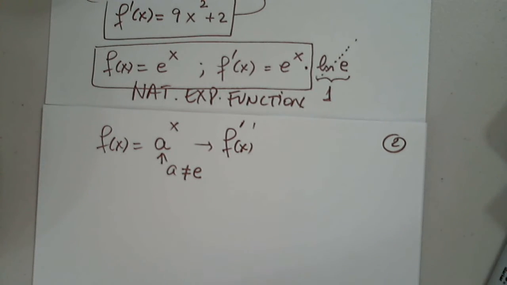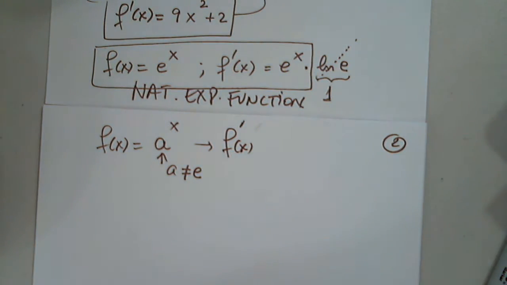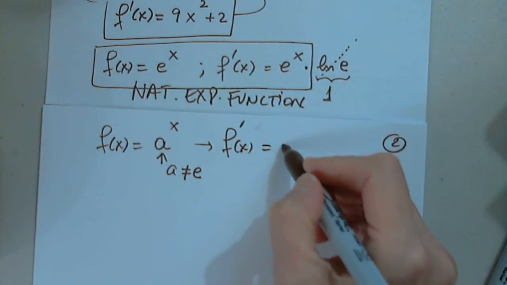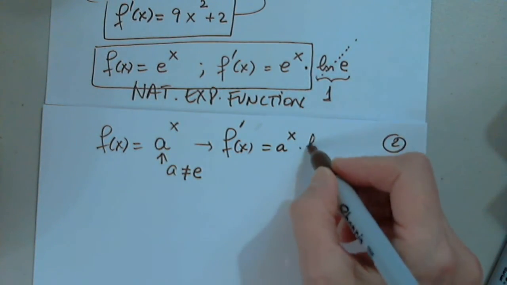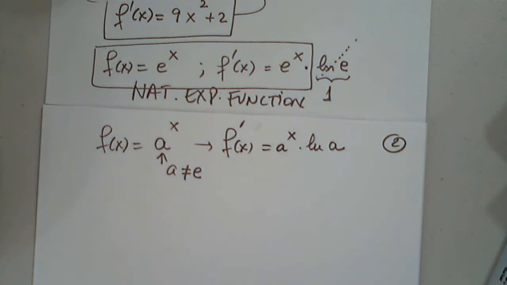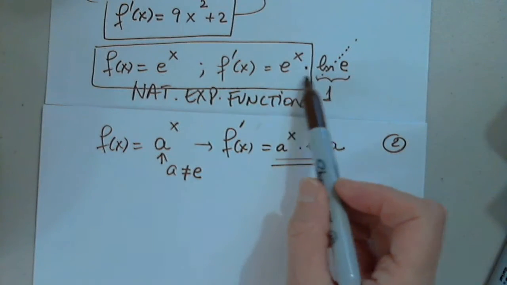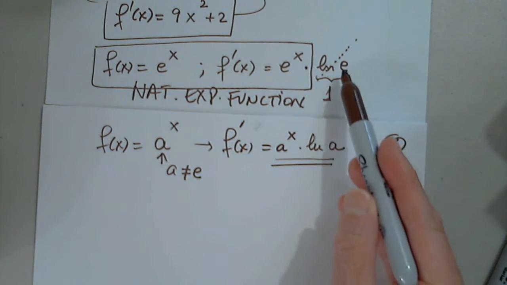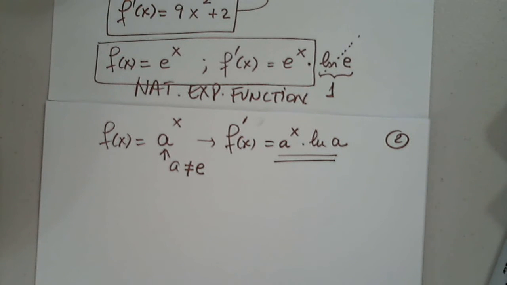So when we differentiate a to the x, we will write a to the x, but this is no longer 1, so we have to multiply by natural log a. So see the difference. This is still the same thing, but it happens that natural log e is 1, that's why there is no need.